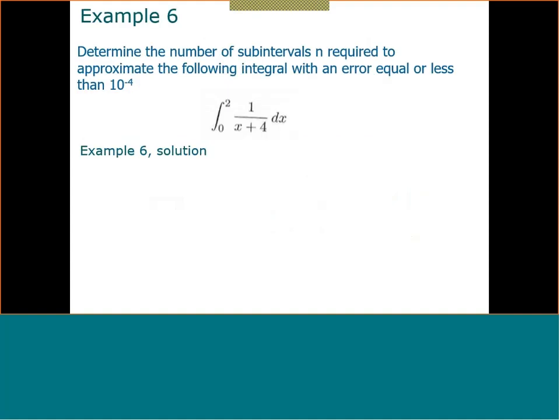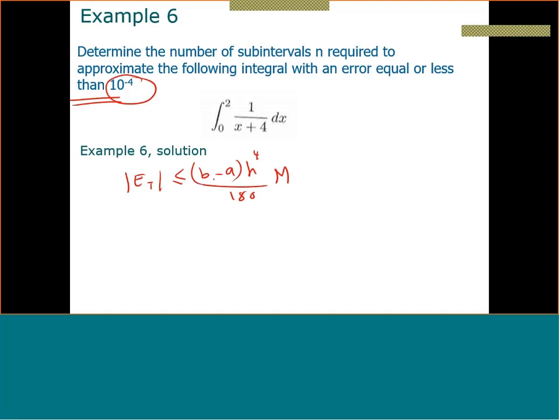Okay, so let's repeat the same example we had in the trapezoidal, when we said that I want to see how many segments do I need to limit my error to 10 to the minus 4. This is exactly the same example we have. So we know that the error E_t is less than or equal to (b minus a) h to the power of 4 divided by 180 M. So I have two unknowns here. b minus a, I know it, of course. This is 2, and this is 0. Now h I want to find.